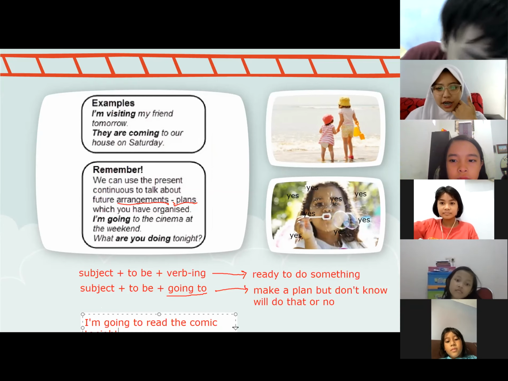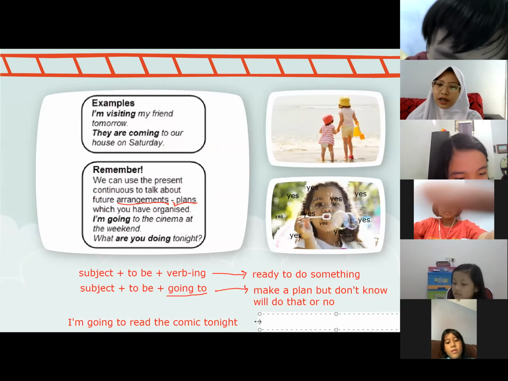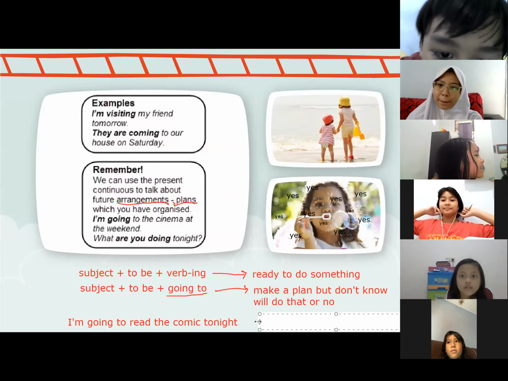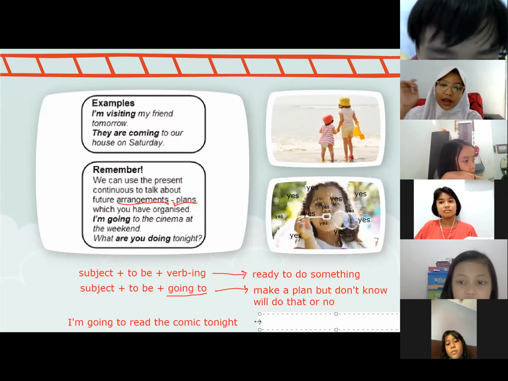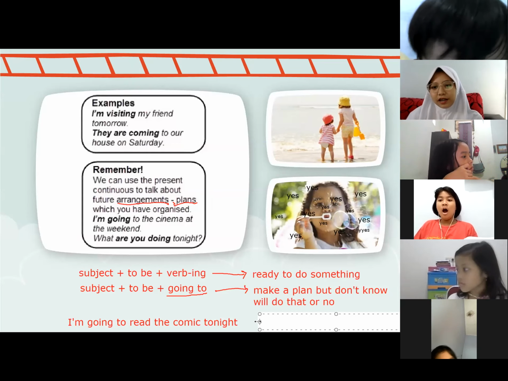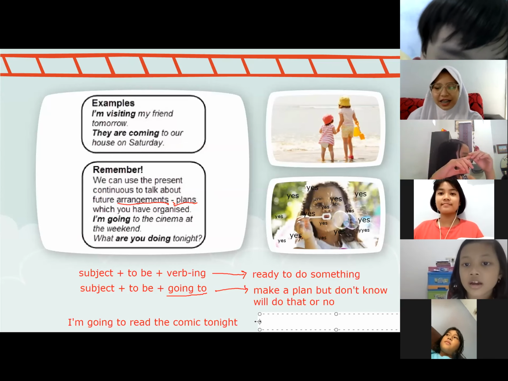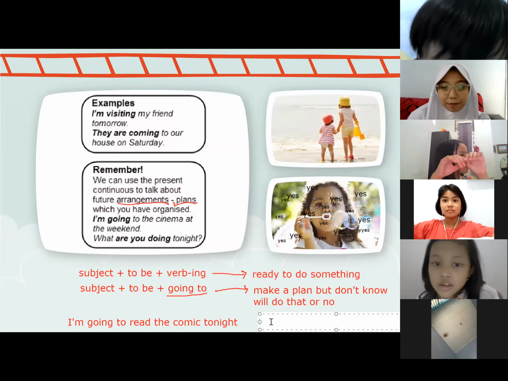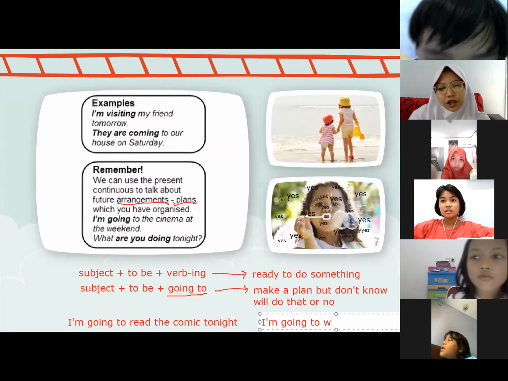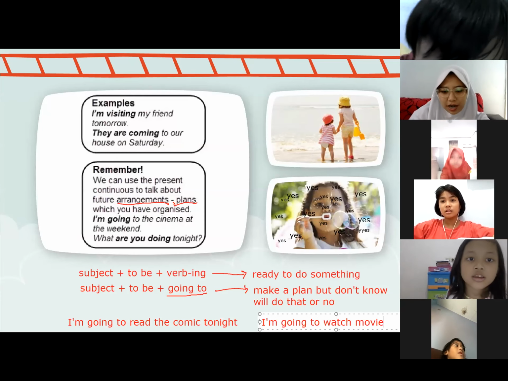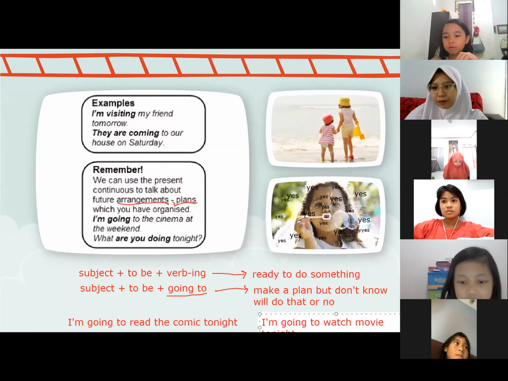Okay, thank you, Sibyl. So next, Nura, can you tell me what you are going to do tonight? Kania, can you tell me? What are you going to do tonight? Do you have a plan? I don't know. I'm going to watch movie. To watch movie tonight. Okay, good job. Thank you, Kania. So I will go next, guys.